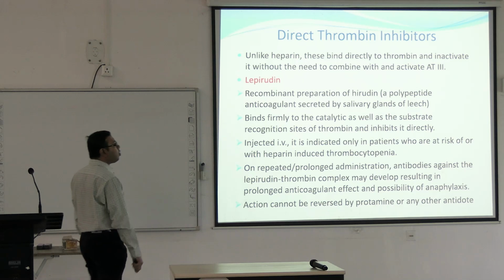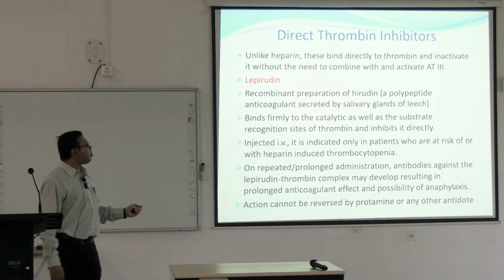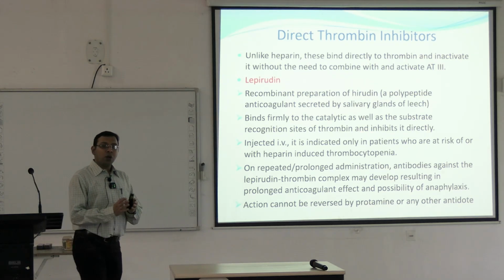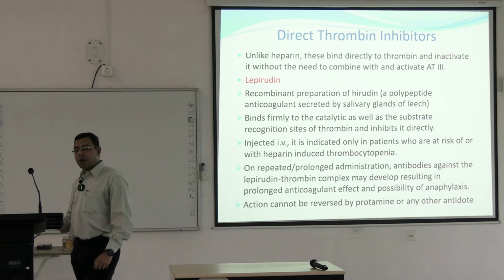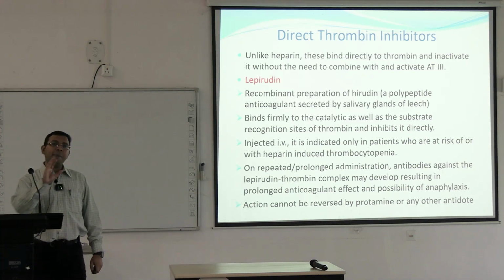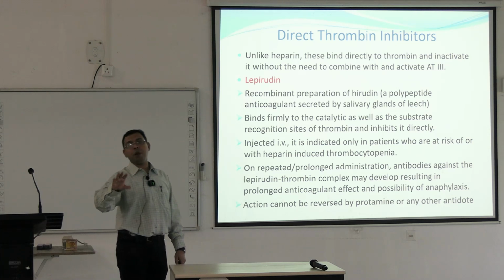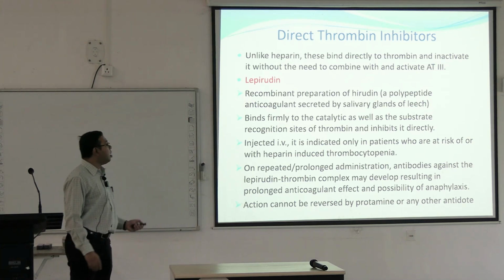So from this lepirudin is formed. It binds firmly to the catalytic as well as substrate recognition sites of the thrombin and inhibits it directly. So here no use of the antithrombin. This antithrombin is already present in the plasma. They directly attach to the thrombin. There are different sites of the thrombin where they attach, like catalytic site, substrate recognition site.